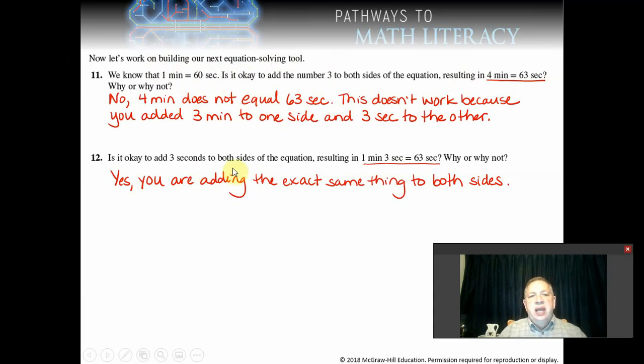Is it okay to add 3 seconds to both sides of the equation? No, again, all I've got is 1 minute, 3 seconds is equal to 63 seconds. And that is the exact same thing that I'm adding. Here's 3 seconds and 3 seconds, not just the pure number 3. Okay.